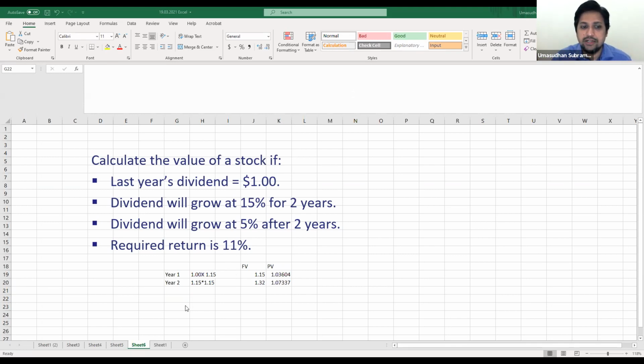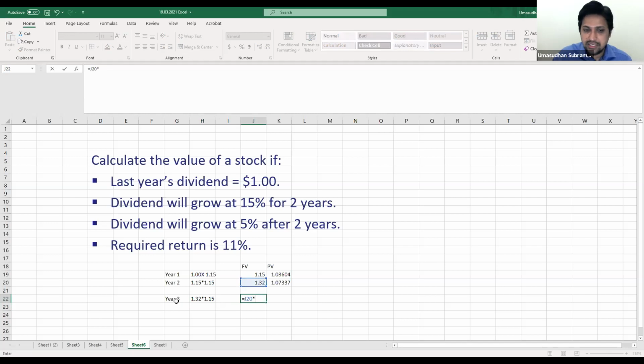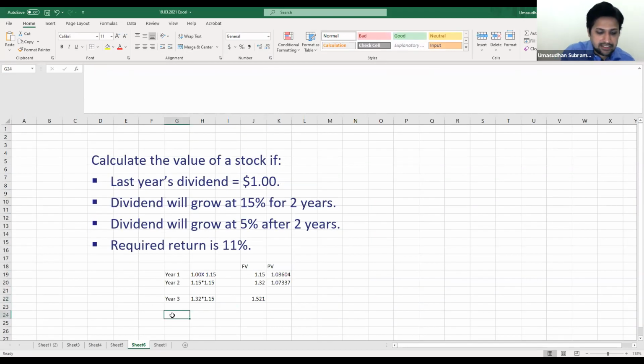So what is your year 3 dividend? What is your year 3 dividend going to be? 1.32 times 1.15. So that's going to be how much? It's going to be this times 1.15. This is your D3, so I'm going to use D3. So what I'm going to do here is arrive at the terminal value.